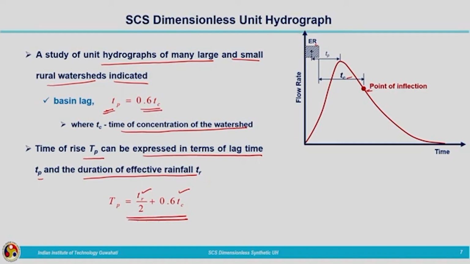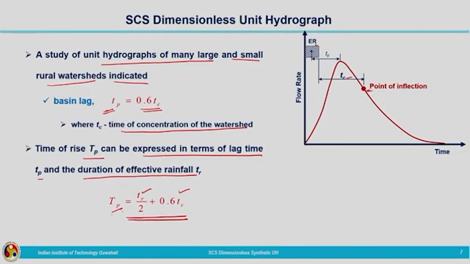Getting the time of concentration is not a difficult task. Many empirical equations have been proposed for calculating time of concentration. Within the SCS method itself, there are different methods for calculating it. Any of these equations can be utilized, and I will explain them later in one of the lectures. By making use of the empirical equations provided for time of concentration, we can calculate TP.